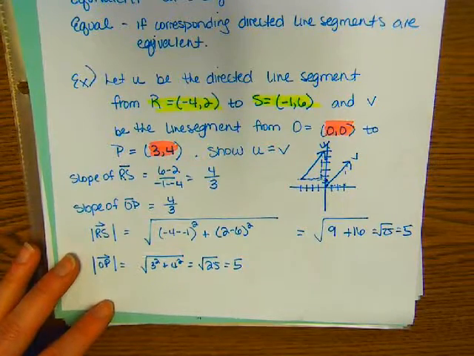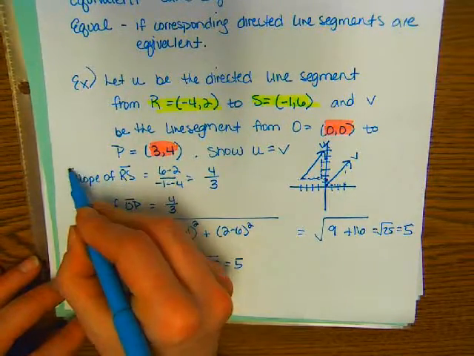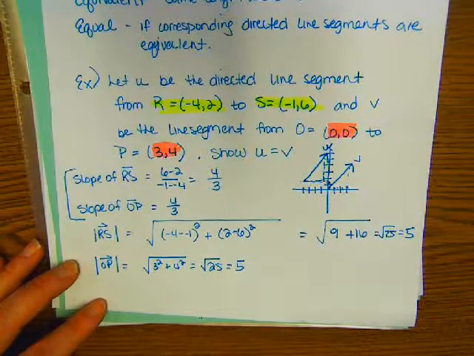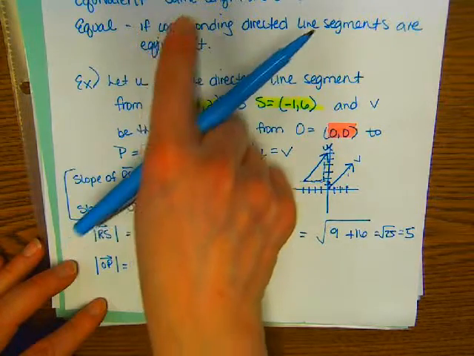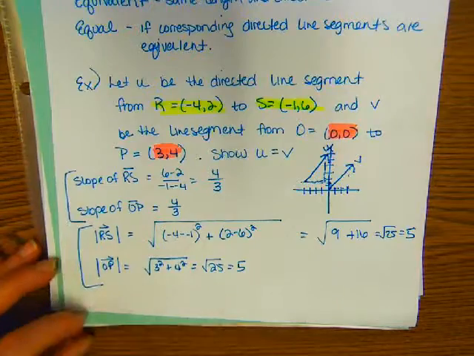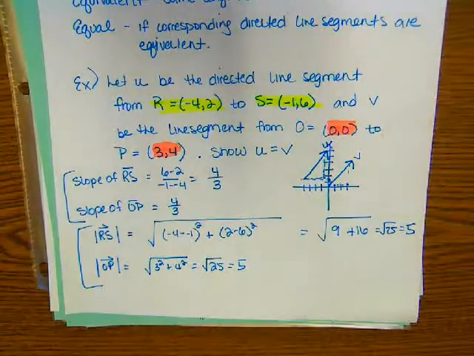Okay, so once again, to show that they're equal, I needed to show that they had the same direction, so I did that by showing the slopes were the same, and that they have the same length, so I did that by using the distance formula. So I did just show that U is equal to V.